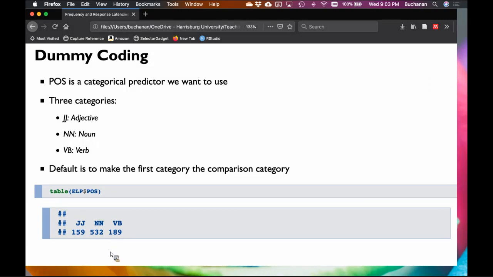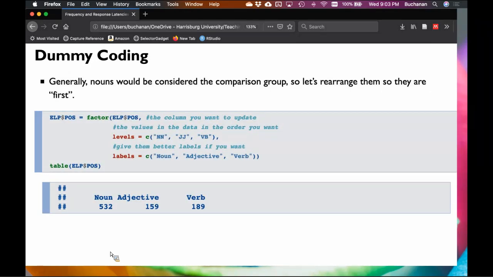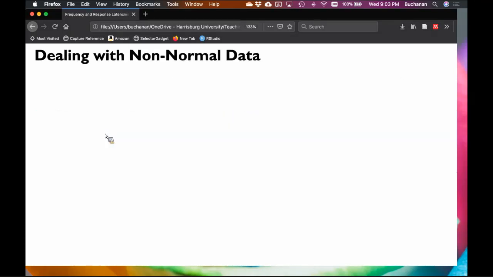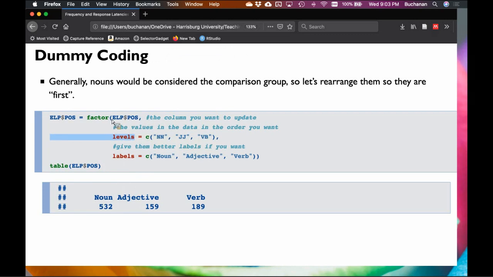But it makes a lot more sense linguistically to make the comparison category nouns, because nouns are way more frequent than anything else. So I can reorder that by using the factor command. Now, there are lots of other commands like relevel and reorder, and there's a couple more, but I think base R works fine here. So you put in the name of the column you want to update. You can give it a new name if you want, and the levels that you want in the order that you want.